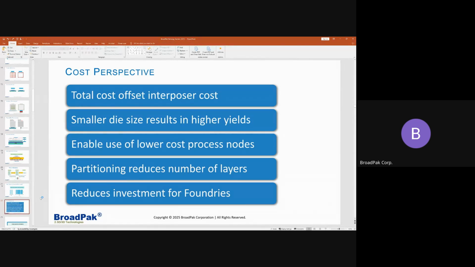So one of the things is that you might argue and say, well, that's going to increase the cost. Now, keep in mind that from a cost perspective, when you do the 2.5D, the total cost is going to offset the cost of the interposer that we added to the package. Why? It's going to lower the power, and that's going to reduce the cost of the energy consumption. It's going to result in a smaller die size and result in a higher yield. Meaning if you go to a tighter pitch and you shrink your die size, you get more die per wafer. You get a better yield. And it's going to enable the use of lower cost process nodes. And then how you partition is going to reduce the number of the layers and reduces the investment for the foundries as well.